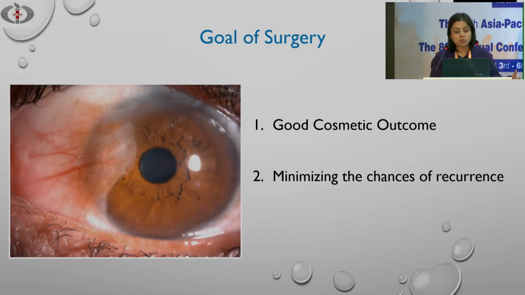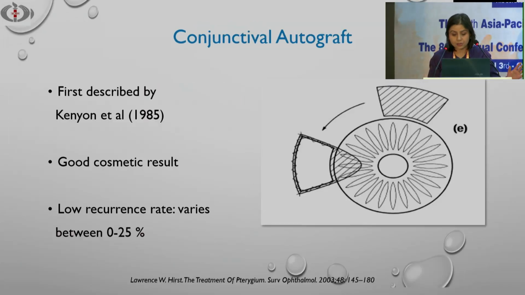First and foremost, a good cosmetic outcome, because most of these patients come to us because of cosmesis. Second is minimizing the chances of recurrence, because the main complication of pterygium surgery is recurrence, and recurrent pterygium behaves very differently from a primary pterygium. So we want to avoid recurrence.